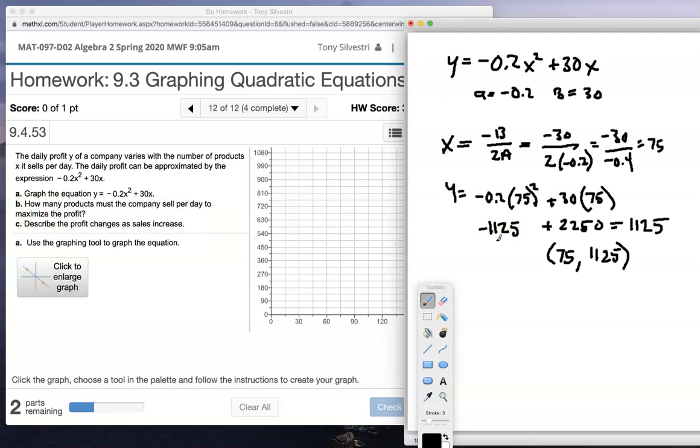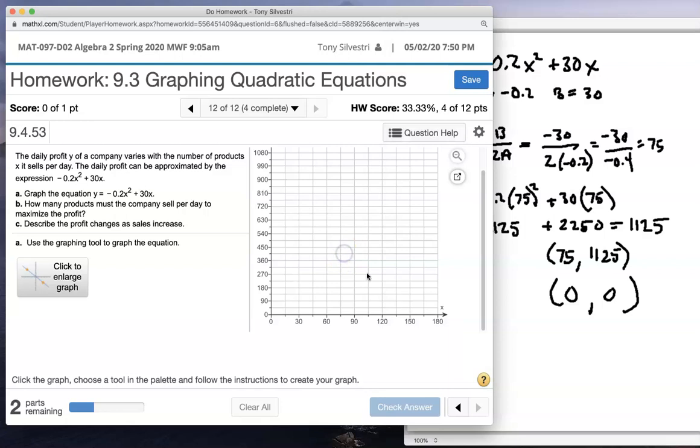I need another point. Okay, in this case, I can use x is 0. What do you think y is going to be if x is 0? Take that 0, plug it into here. 0 squared is 0. This term goes away. 0 plus 30 times 0, another 0. I get 0, 0 plus 0. Those are your two points. The wonders of 0. All right, let's plug these in.